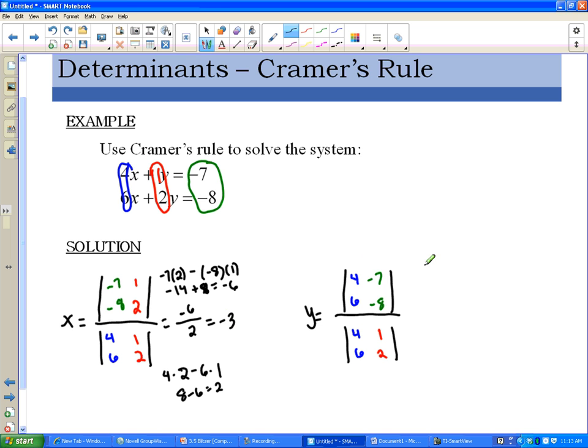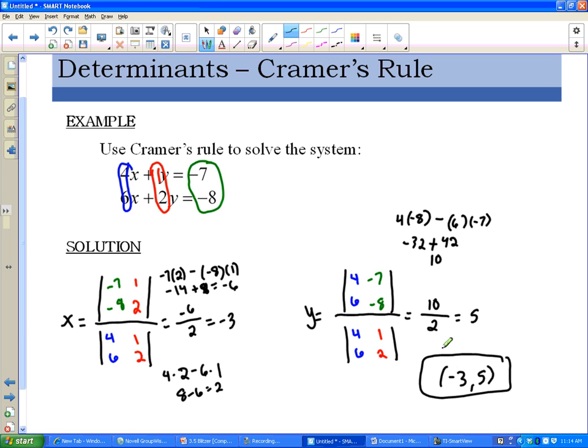On the second one, keep in mind that my bottom two matrices are the same, so I already know this is over 2. On top, I do 4 times negative 8 minus 6 times negative 7. That's negative 32 plus 42. I have two negatives, which make it positive, and that gives me 10. So I put that 10 on top. That means y equals 5. So my answer is negative 3 comma 5.